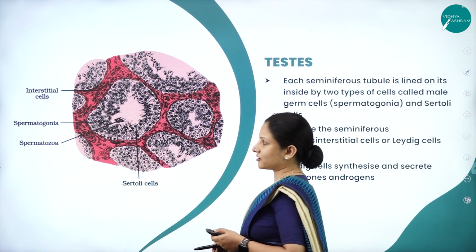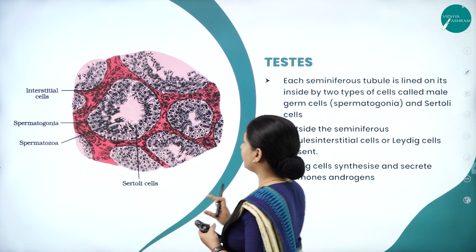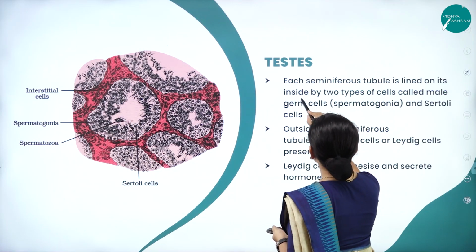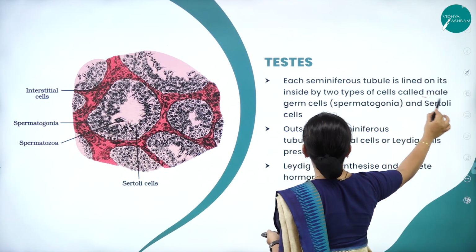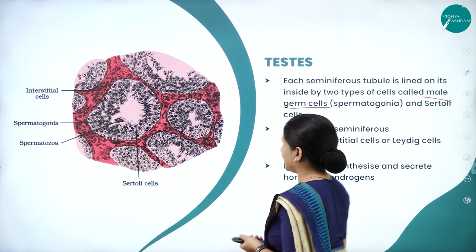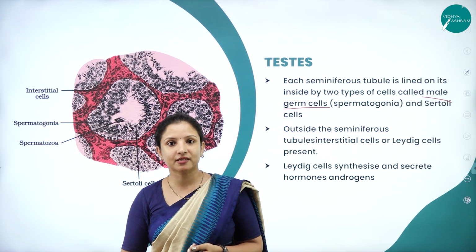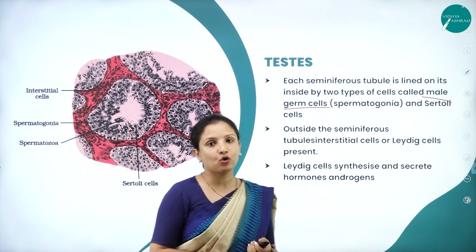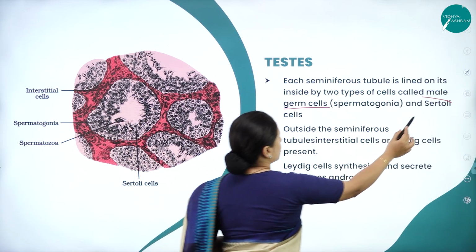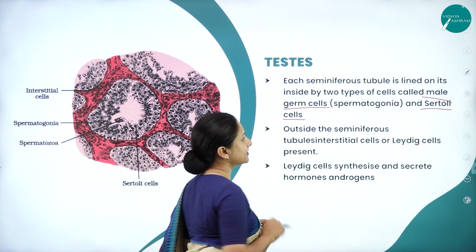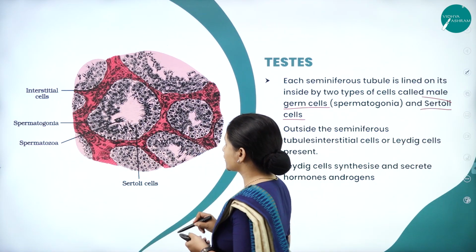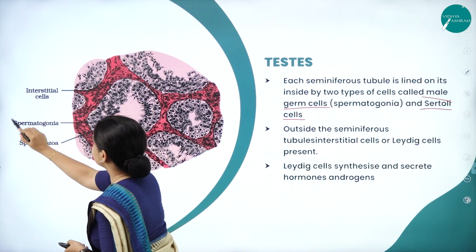Now, those seminiferous tubules, these coil-like structures that we are seeing here, are lined by two types of cells: the male germ cells, which are called spermatogonia, and Sertoli cells. So, what is there inside the seminiferous tubules? Male germ cells, which are called spermatogonia.